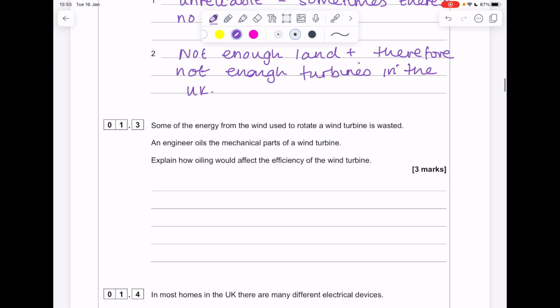Some of the energy from the wind used to rotate a wind turbine is wasted. An engineer oils the mechanical parts of the wind turbine. Explain how oiling would affect the efficiency of the wind turbine. It's worth 3 marks. So first of all, what effect would it have on efficiency? Hopefully it's clear it would increase the efficiency. And why is that? Basically, it would reduce the friction, meaning that less work is done against friction, and therefore the amount of energy usefully transferred would increase.